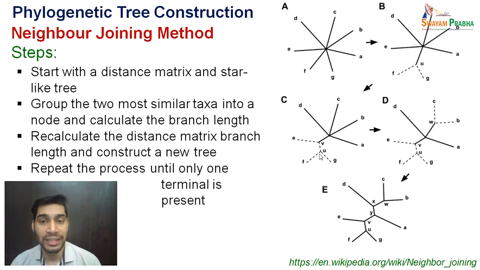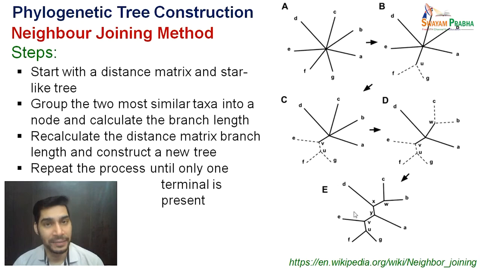Now, similar to the previous examples, F and G were joined together by U. And then let's say the next one is E, which has the shortest distance. U and V have a certain length in between, and so on. So from A to B, C, D, and finally you come to the E. That means you are repeating the process until only one terminal is present. So this is the neighbor joining method which we use.